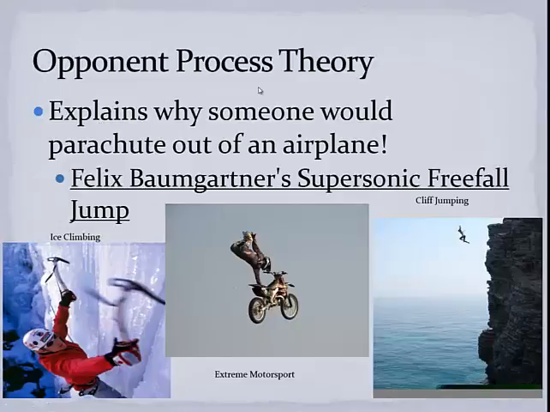The first one is the opponent process theory, and this explains why someone would jump out of an airplane. This theory says that when a person receives a stimulus that elicits an immediate positive or negative emotional reaction, such as jumping out of a plane, two things happen. First, the immediate positive or negative response is felt. Second, a second emotional reaction occurs that has a feeling opposite to that initially experienced.